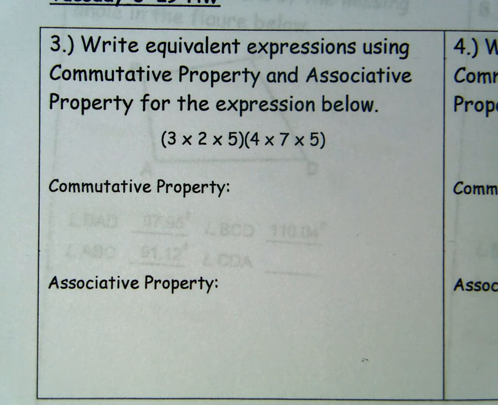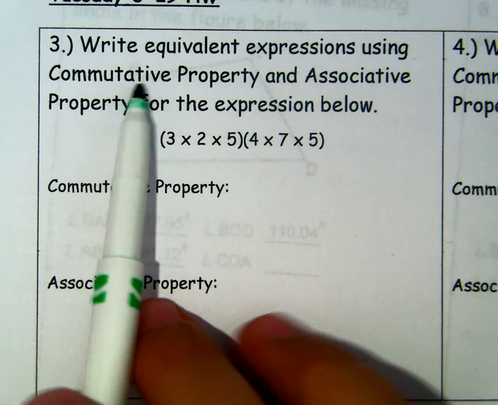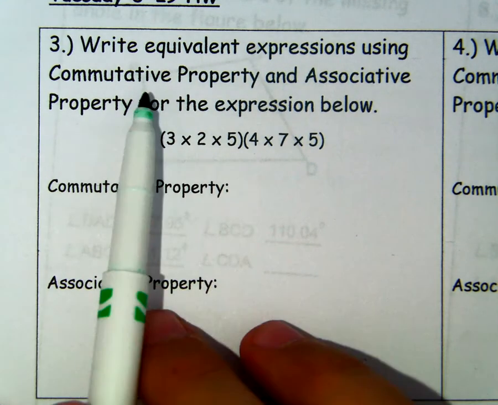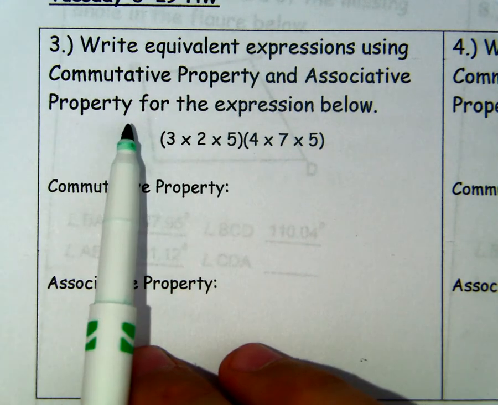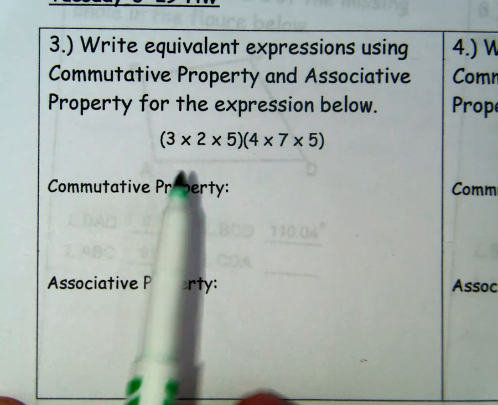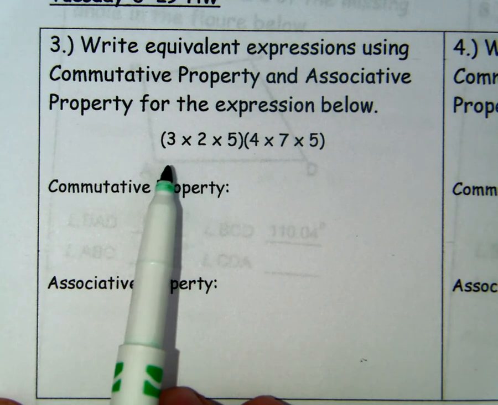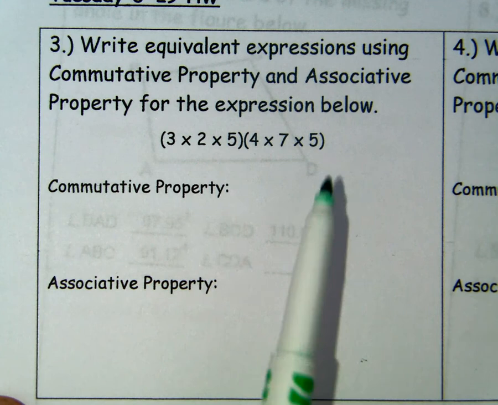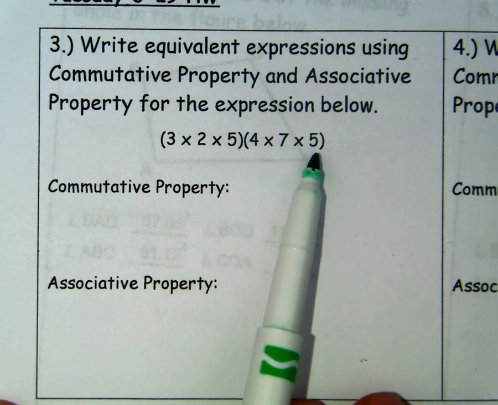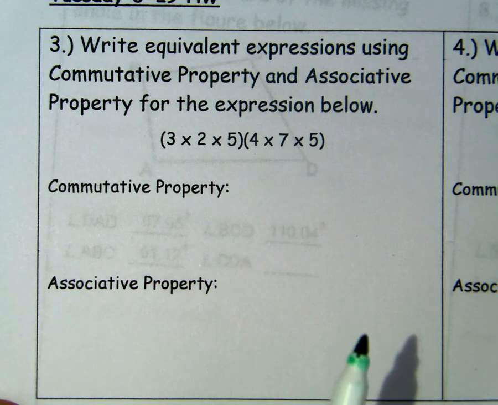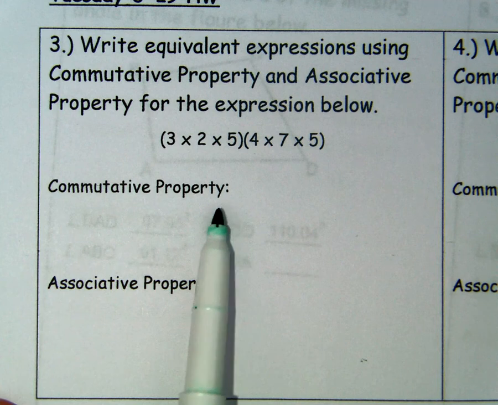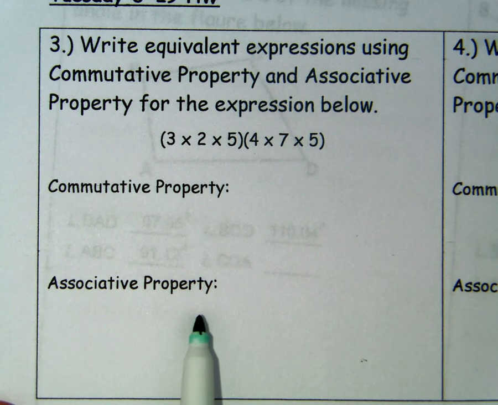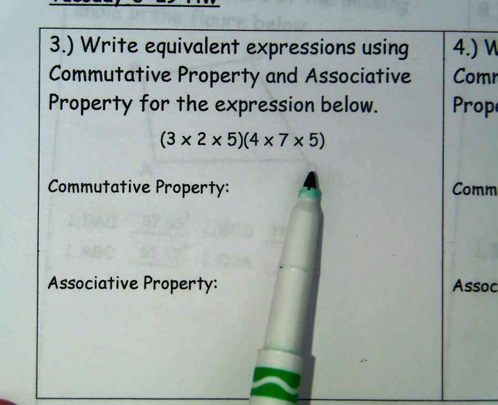Okay, now let's take a look at Tuesday's homework. So for number 3, we have here: write equivalent expressions using commutative property and associative property for the expression below. So the expression we have here is 3 times 2 times 5 in one set of parentheses. Then we have 4 times 7 times 5 in the other set of parentheses. And we need to use commutative property and associative property to make expressions that are equal to this.